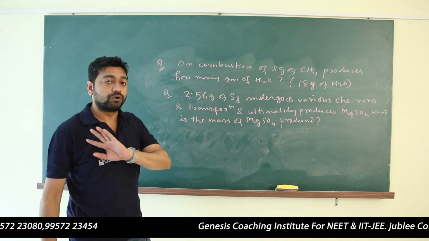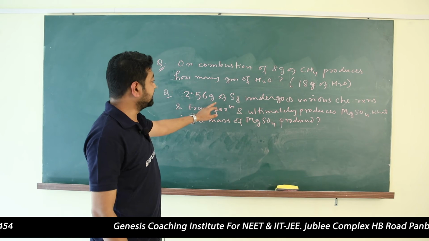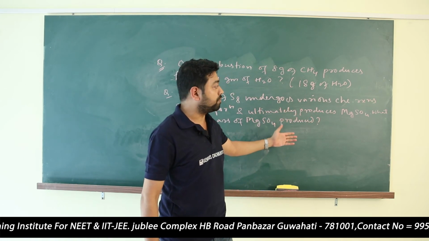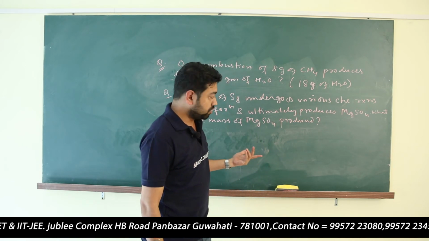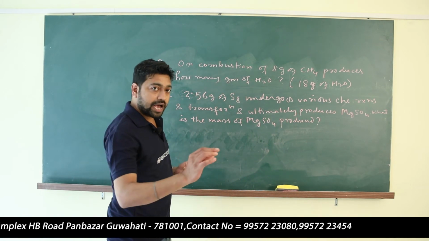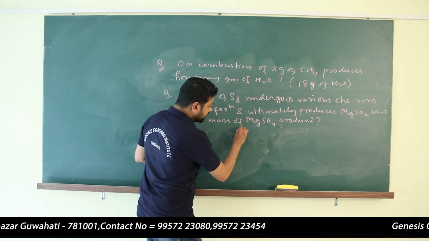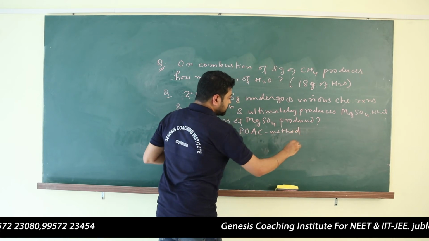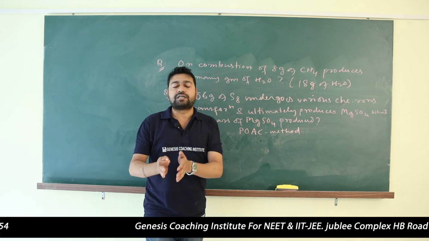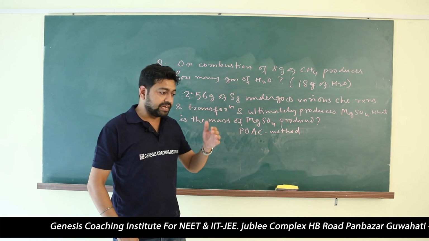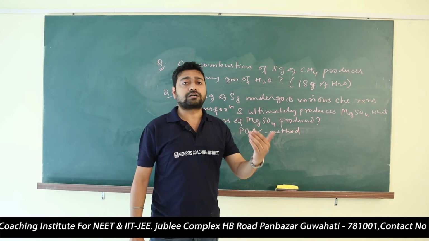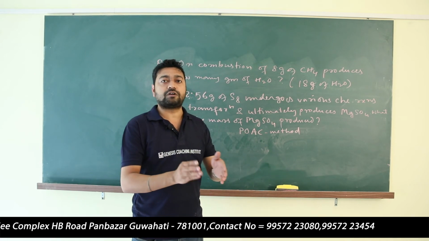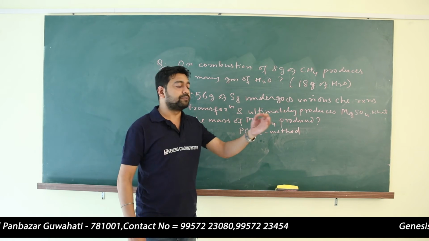In this type of question, we don't know the equations because acid is given. Ultimately, the product is magnesium sulfate. So where the Mg is coming from, where the oxygen is coming from, we don't know. So in this type of question, we apply one principle which is known as the POAC method. POAC means principle of atom conservation. Just like the law of conservation of mass and the law of conservation of energy, same type of law, conservation of atoms. Atoms can neither be created nor destroyed.